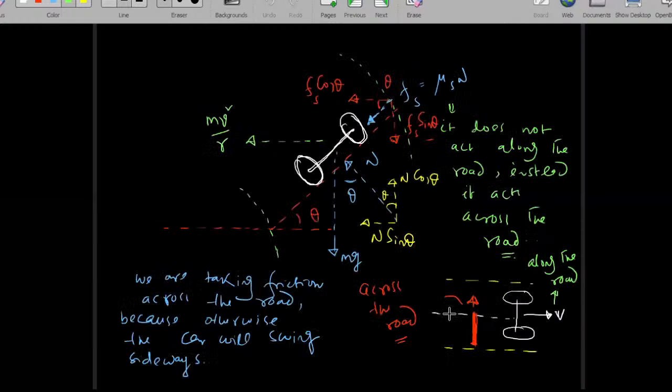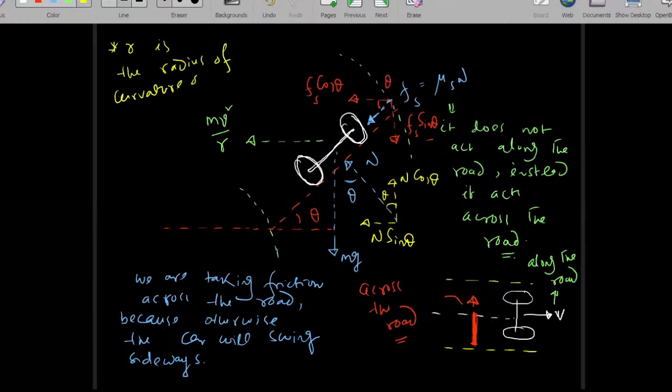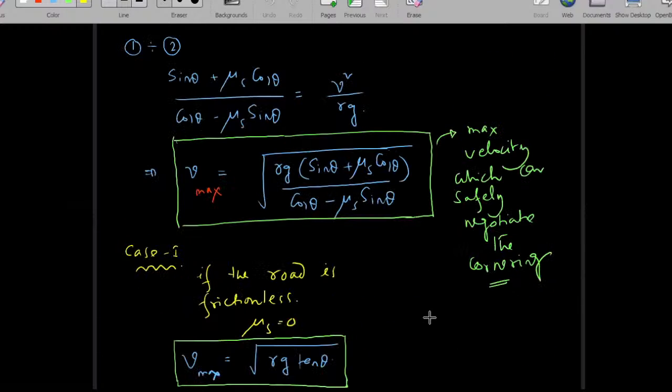So here I'm writing, R is the radius of curvature of the road. Okay, is that fine? So R is the radius of curvature of the road.